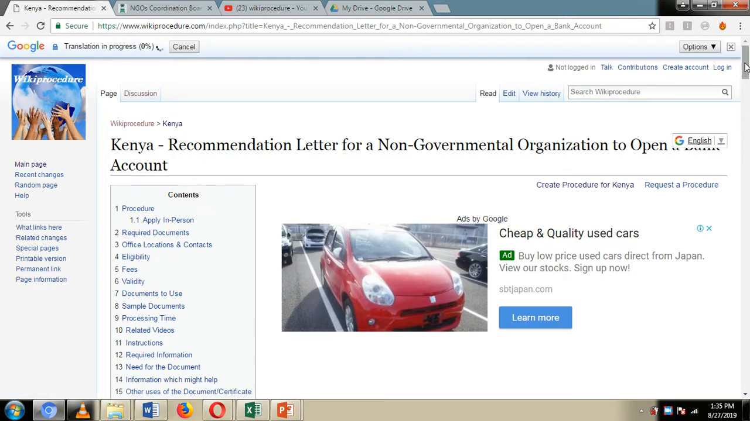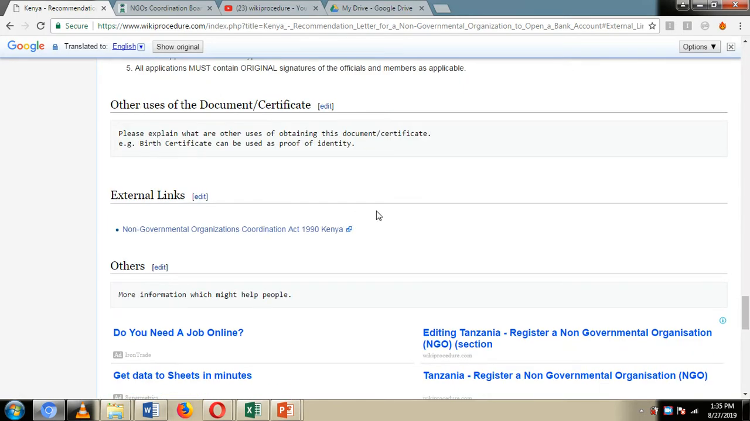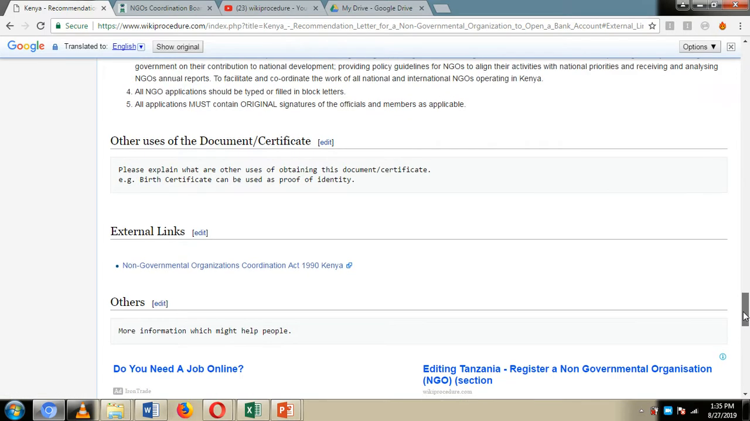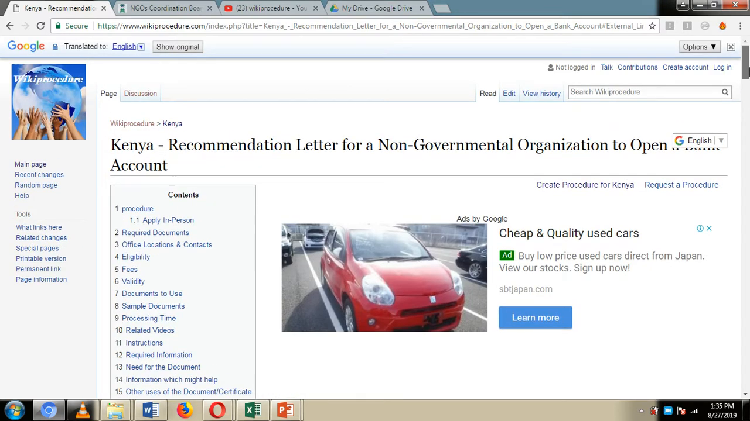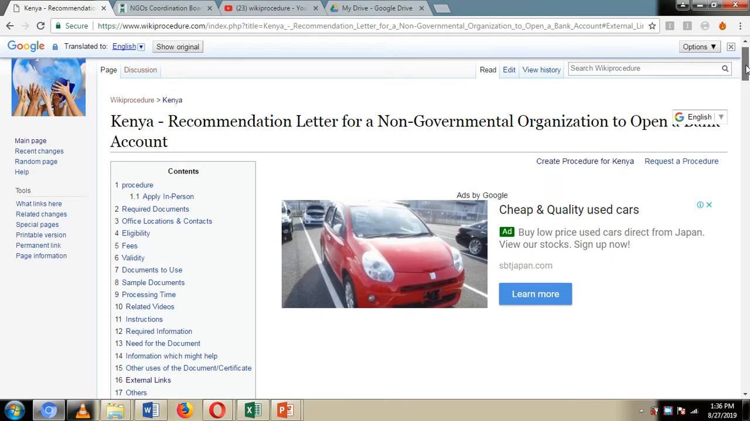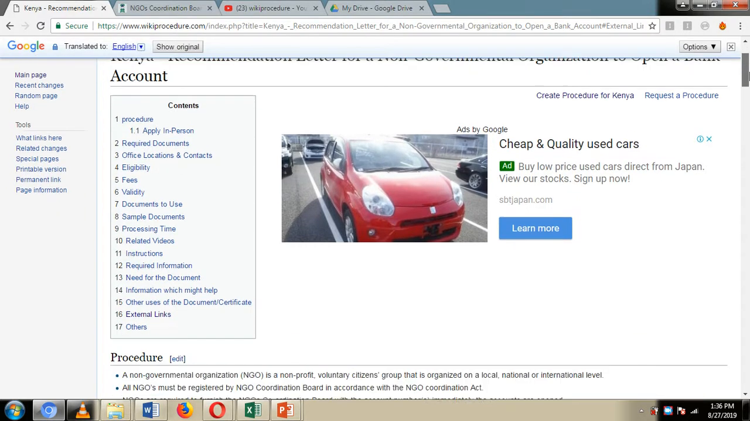We've included external links to other websites which you can visit and get more information on how to go about this application process for you to get the recommendation letter to be able to open a bank account for an NGO in Kenya. It is a requirement by the banks that you must have a recommendation letter from the NGO coordination board for you to be able to open a bank account for your NGO.